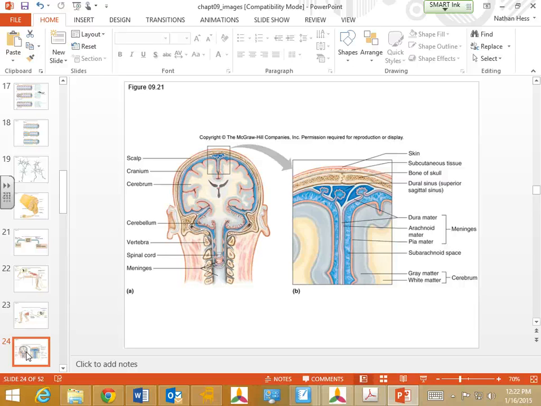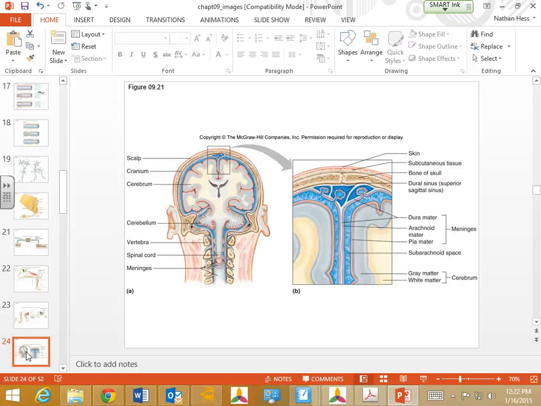The pia mater is conformed to the brain. It's basically like a film that's on the brain itself, on the cerebrum. But in between the pia and the arachnoid, what is it that we find? Subarachnoid space, which contains the cerebral spinal fluid. Okay? Yes, ma'am.